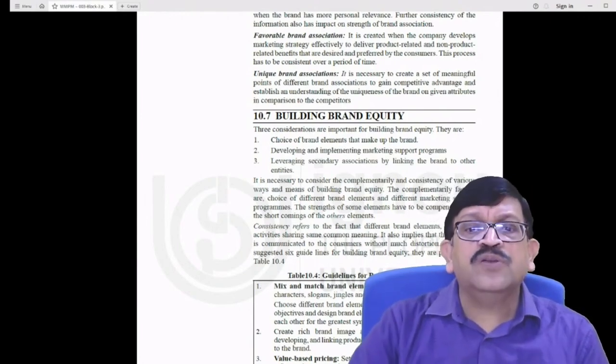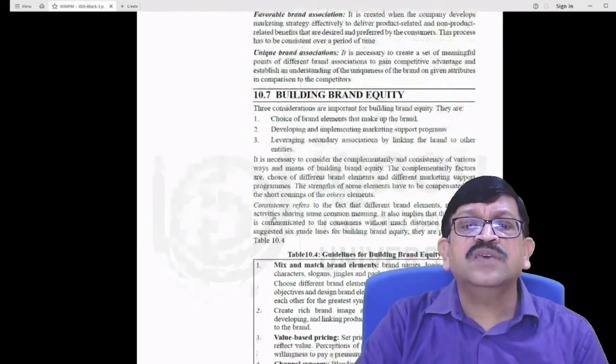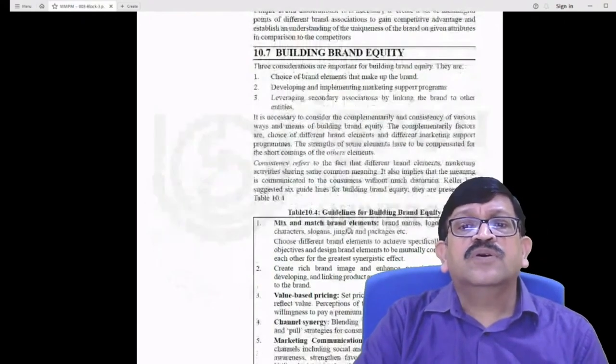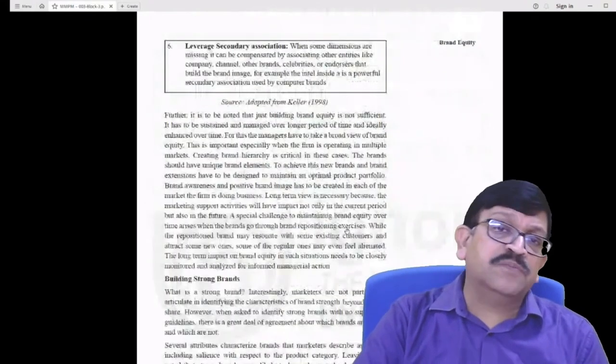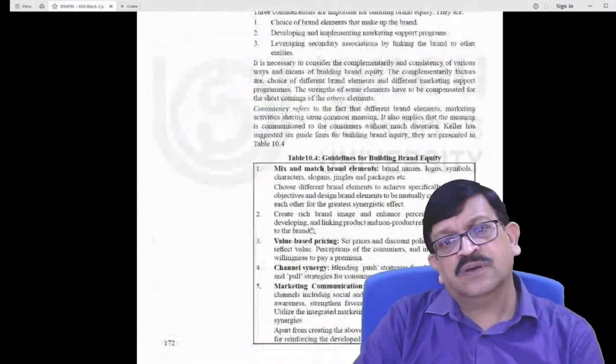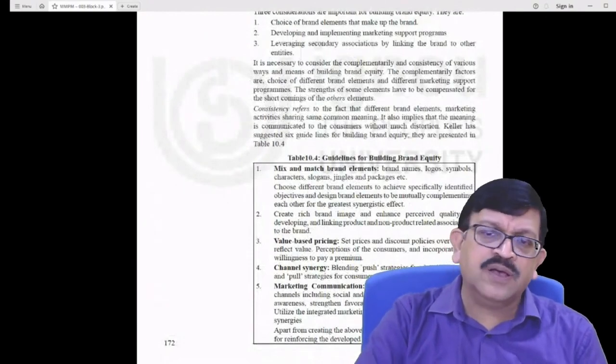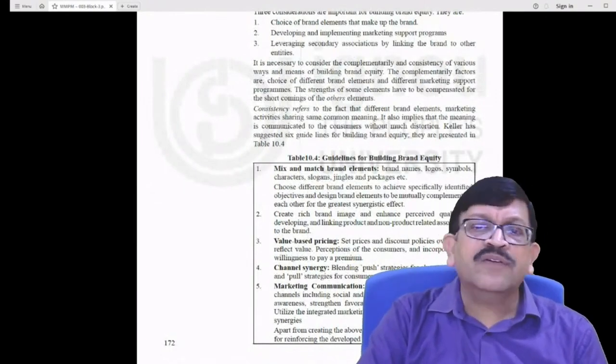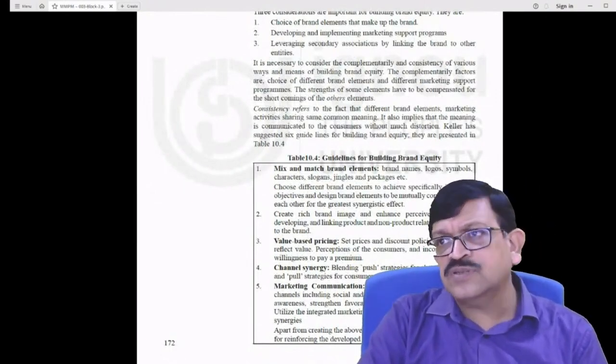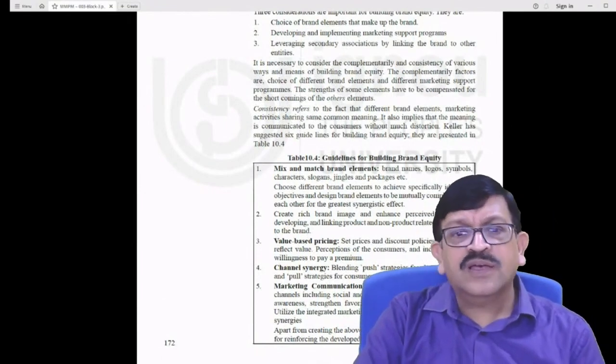But for that to happen, you need to have certain guidelines, as you can see here, that you have to mix and match. If you see certain brands like Starbucks, it was earlier started as a coffee trading house, but it went on to become a cafe, and now it's a cafe which is not only dealing with coffee but many other aspects.